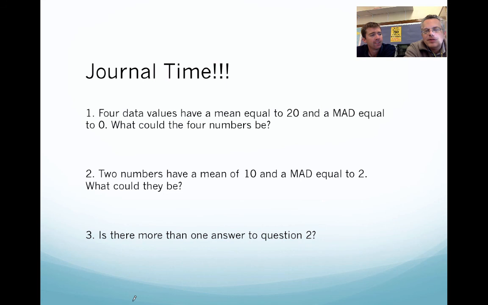And number 3 is just to drive you crazy. Is there more than one answer to number 2? So if you come up with an answer to number 2, just think about it. Could you have done it a different way? Sounds good. We'll see you in class. All right.